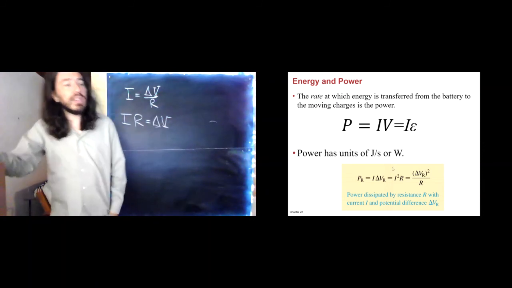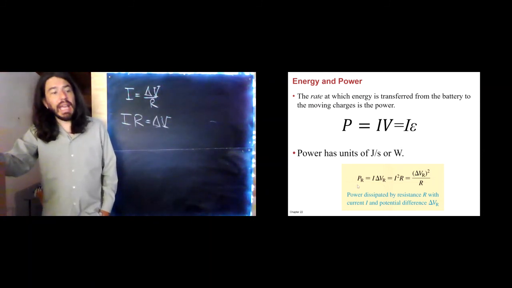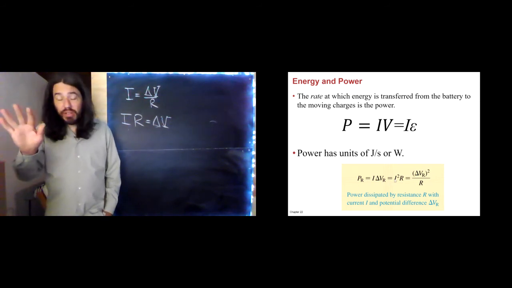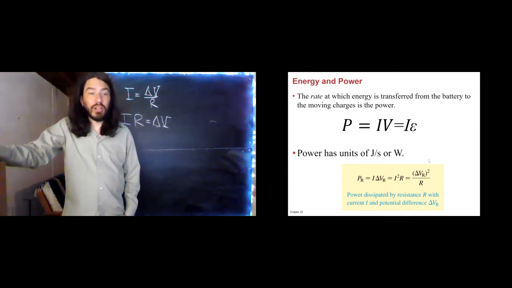All right, so notice that we could substitute in Ohm's law here, and we could rewrite this I times V as I squared R, or delta V squared over R. Now, be careful. Any one of these three versions of this equation will work. It's just a question of applying it correctly.